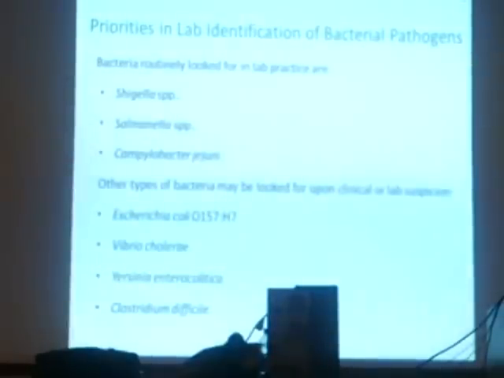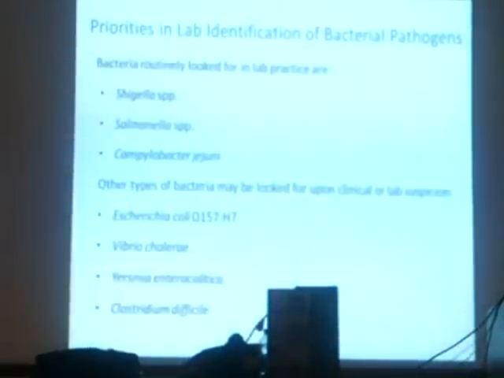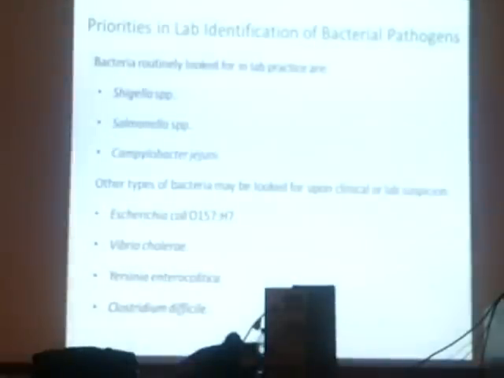Now, other types of bacteria may be looked for upon clinical or lab suspicion. Clinical or lab suspicion means if the doctor feels that a certain type of pathogen is responsible for causing disease, such as EHEC, enterohemorrhagic Escherichia coli, O157:H7, right? Or that this is a case of cholera, for example. Then the doctor must put his suspicion clearly in the lab test requisition form.